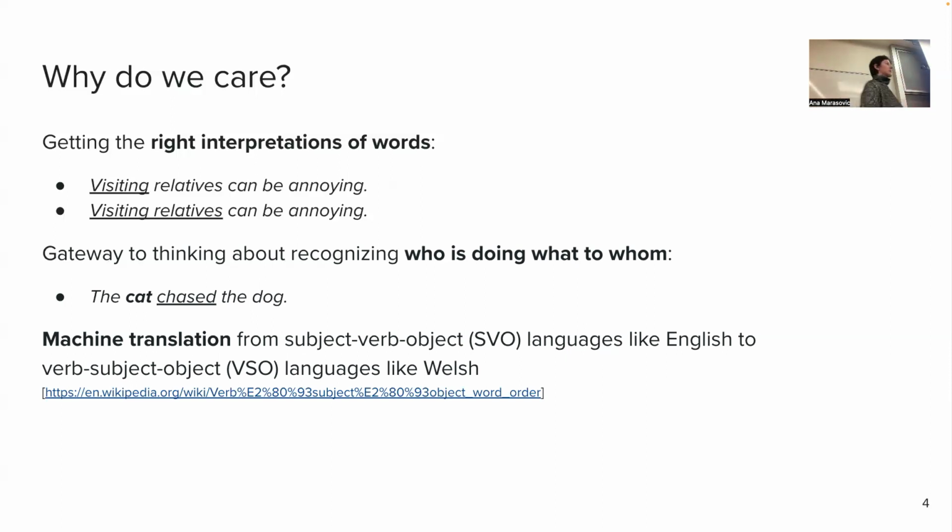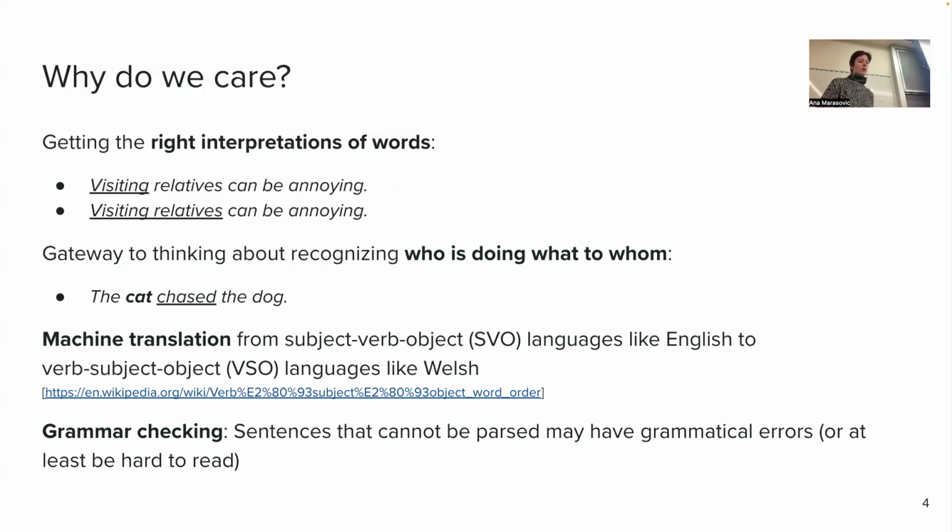So if you know what is syntactically subject, verb, object, and if you know the rule that in this other language you shouldn't be arranging words as subject, verb, object, but rather verb, subject, object, then by knowing what is a subject, what is a verb, and what is an object, you can do this proper arrangement. Parsing is also useful for grammar checking. Sentences that cannot be parsed may have grammatical errors, or at least be hard to read.